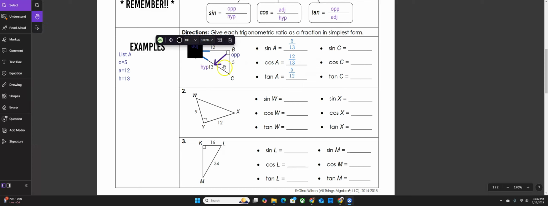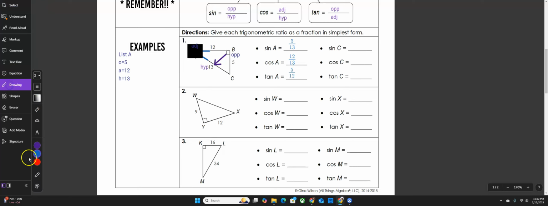All right, now it's time to focus on angle C. You will notice I have moved the box so that it covers angle A. Again, first thing I'm going to do is trace the angle that I'm looking at, angle C.